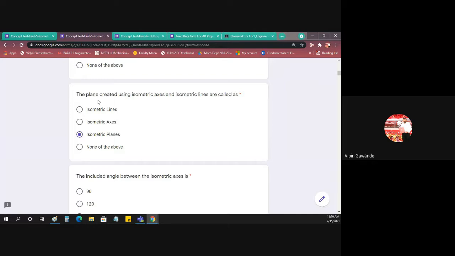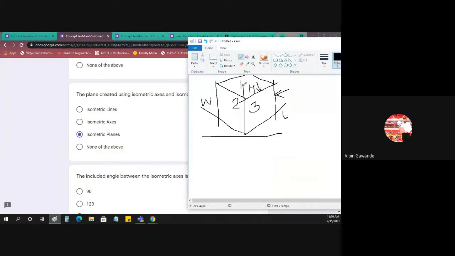So these MCQs are very important. The same type of MCQs you will get in the examination. So the plane created, which is the plane? This is plane number one, which is created because of these two isometric axes and these two isometric lines. Then the second plane is created because of the isometric axes, length and height, and these two isometric lines. Then plane number three is created because of the isometric axes and these two isometric lines. These are called the isometric planes.